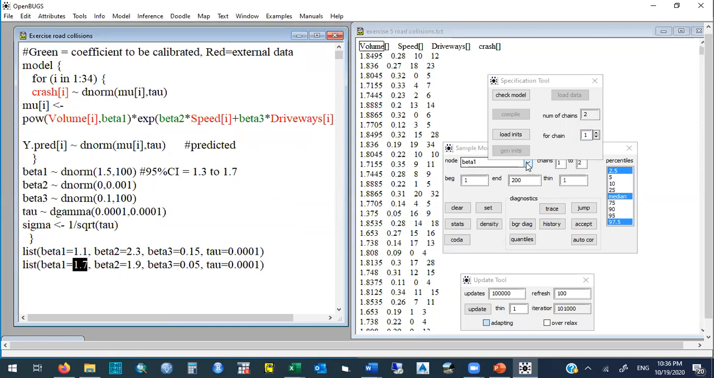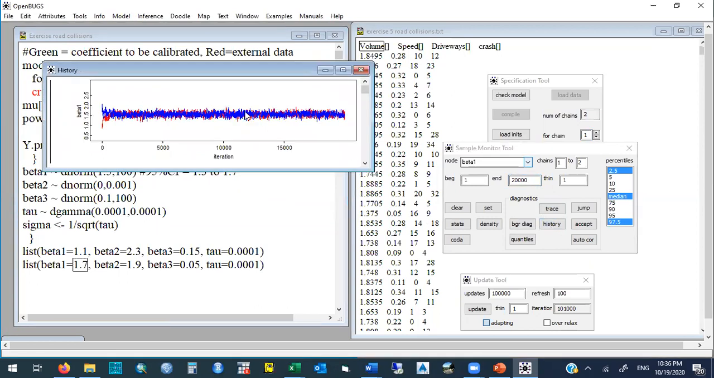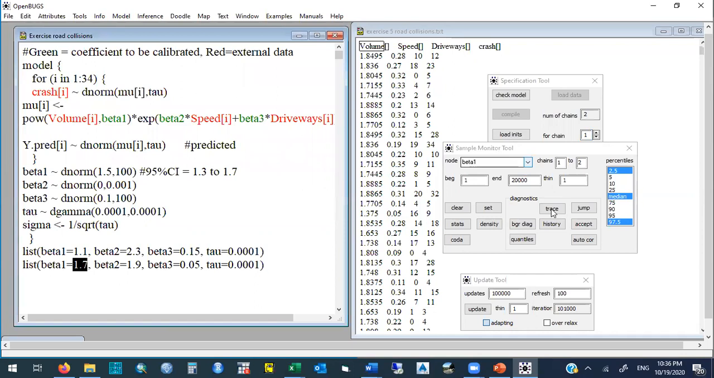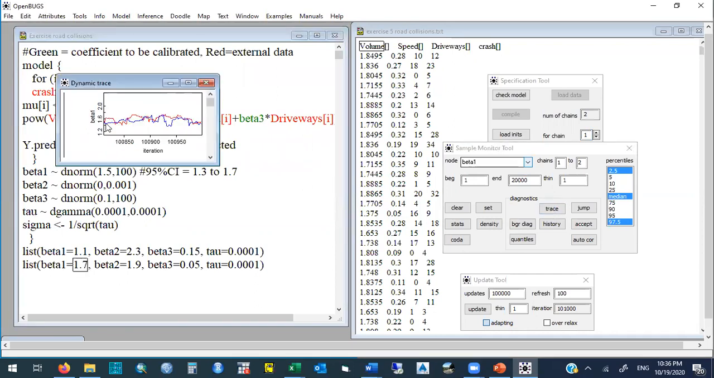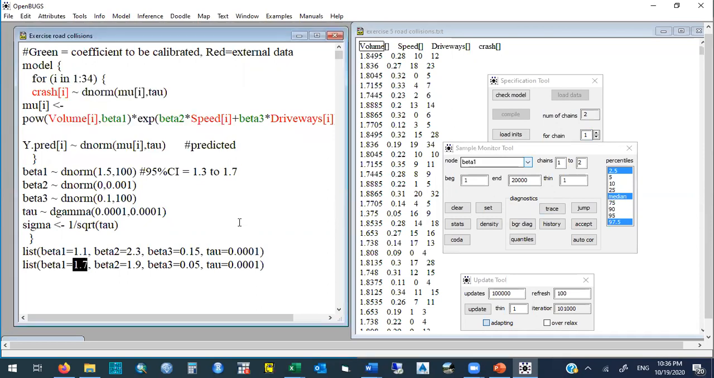If I close this and show you the entire thing, maybe 20,000, you see how they start at very far away points, but then they get together and move very close. So you have converged in your simulation. Otherwise, if you get something like this, they have not converged because they are not moving together.